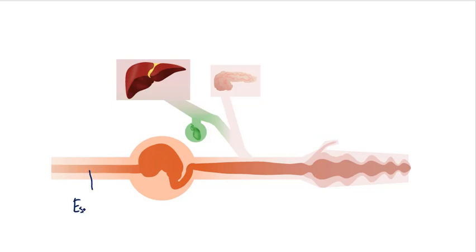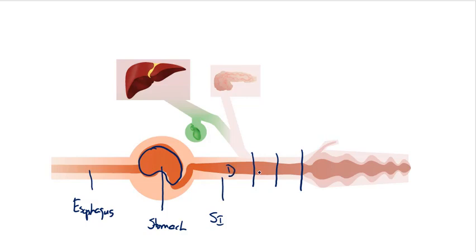Esophagus is a pathway into the body. Stomach is here, where chemical digestion occurs. The stomach, by the way, is protected by a mucus layer, so it doesn't digest itself. The small intestine is here, and there are three segments. The duodenum, the jejunum, and the ileum. The large intestine is over here.